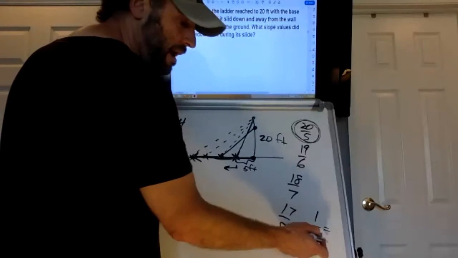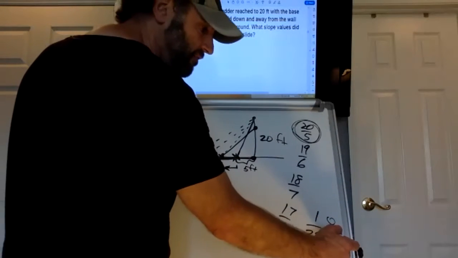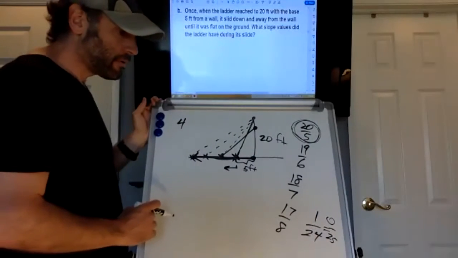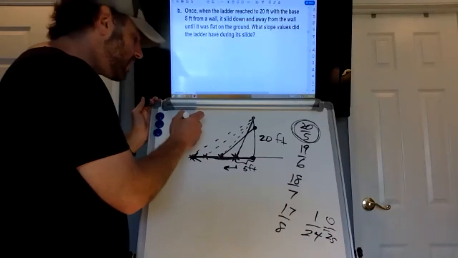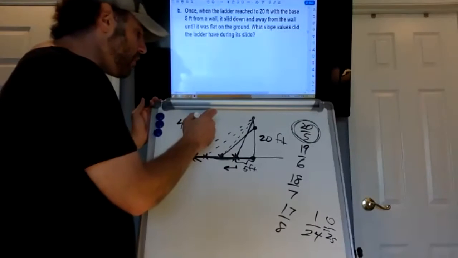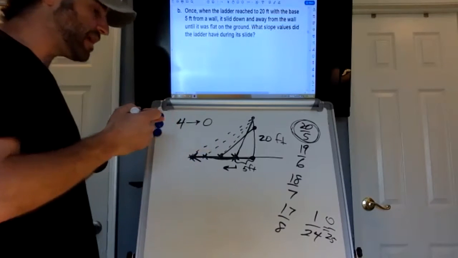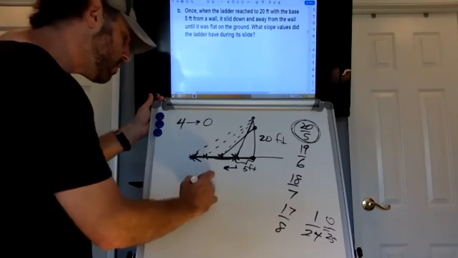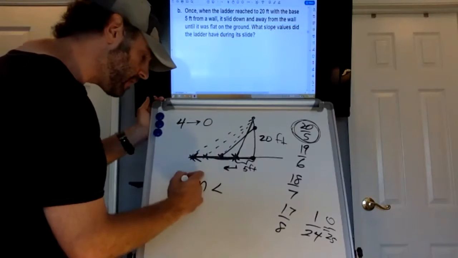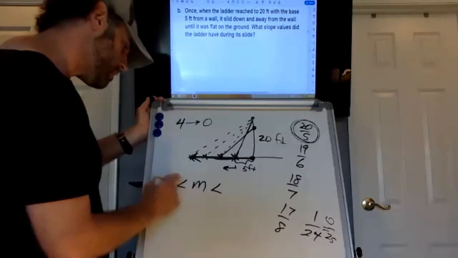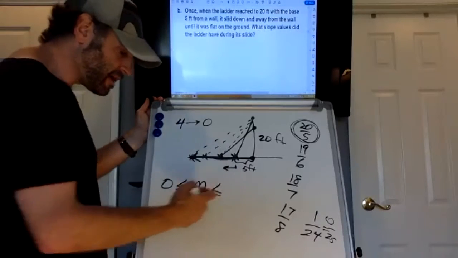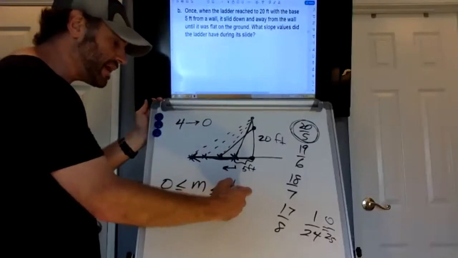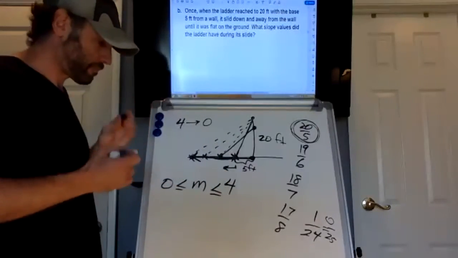So what happens when this gets to 0? Does it matter what my bottom number is? 0 out of 25, right? It would just be 0. So it's going to travel from 4 to 0 and everything in between. So my slope has to be between, including 0 and 4, see how I put equals? Because it can be 0 or 4.